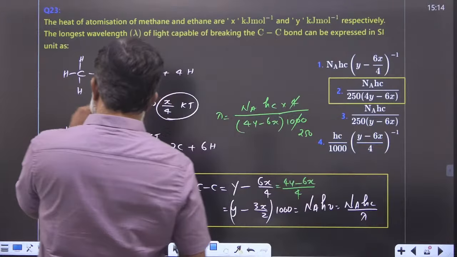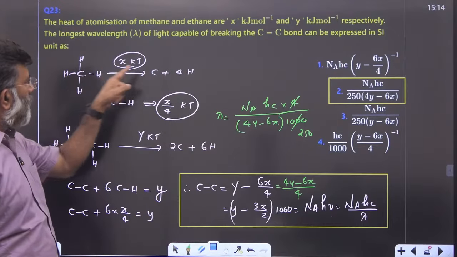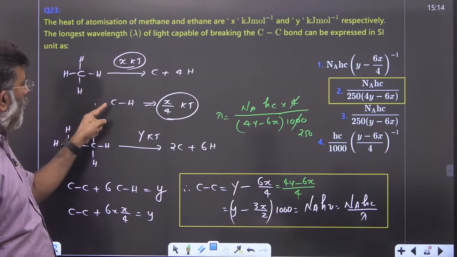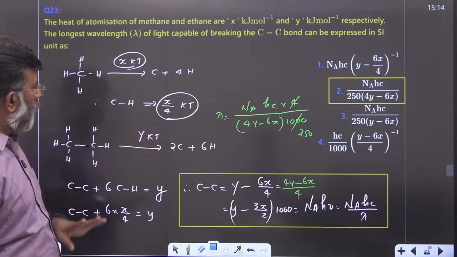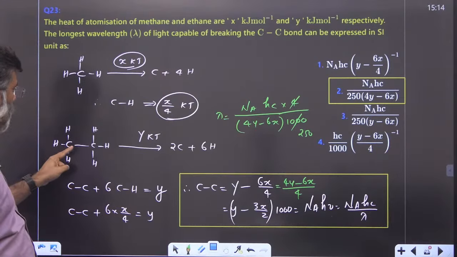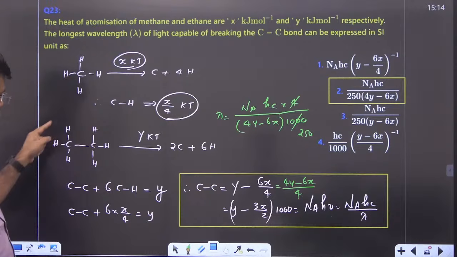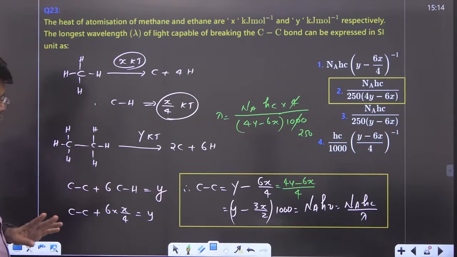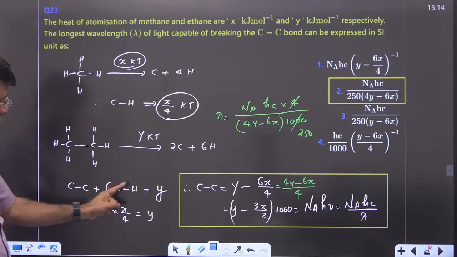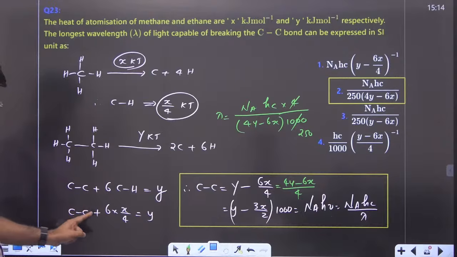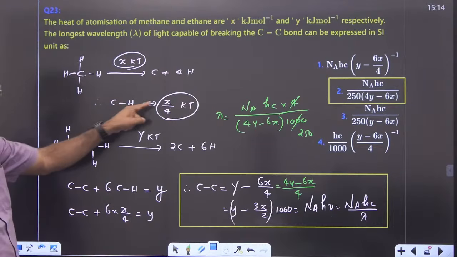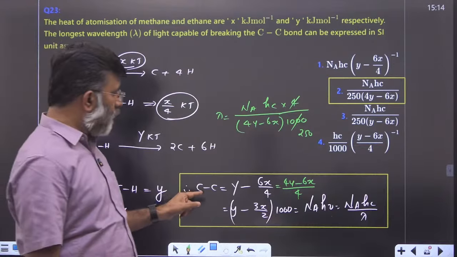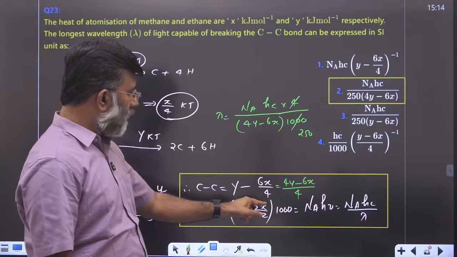Once again, atomization enthalpy of methane is x kilojoule. That means 4 C-H bonds equal x kilojoule, so 1 C-H bond will be x by 4 kilojoule. Here, ethane is y kilojoule. That means 6 C-H bonds and 1 C-C bond equal y kilojoule. So C-C plus 6x by 4, since C-H bond is x by 4, equals y. Thereby you get C-C equal to y minus 6x by 4.